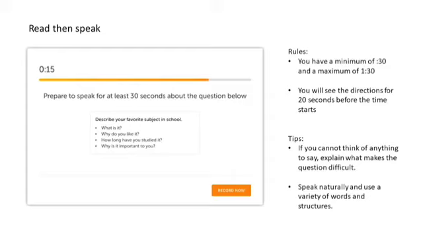This read and then speak question is testing for conversation and production. The instructions tell you to prepare to speak for at least 30 seconds about the question below. Now the rule is you have a minimum of 30 seconds and a maximum of 1 minute and 30 seconds. The good news about this is that you get to see the directions for 20 seconds before the timer actually starts. So that gives you a little bit of time to think.